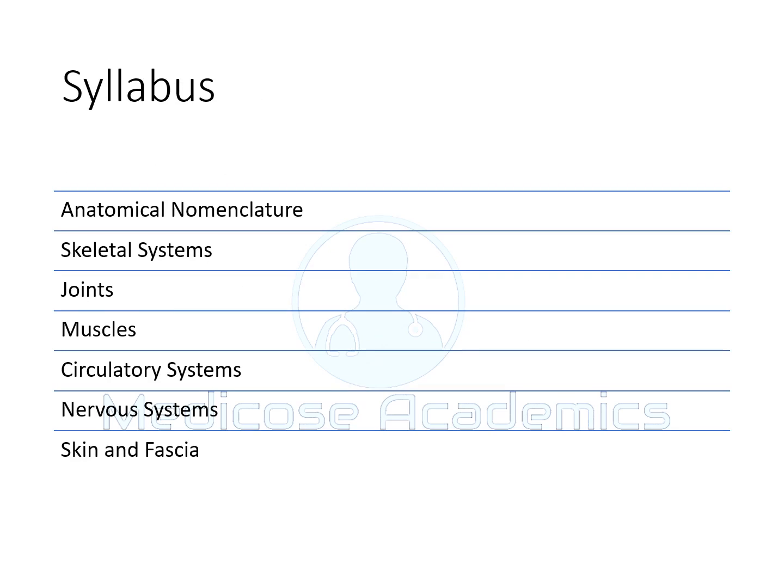If we look at the syllabus, it's freely available on the website. We see that there are 7 major components of general anatomy. There is anatomical nomenclature, which describes the anatomical position, nomenclature of position and movements. There is the skeletal system, which includes the bone and the cartilage, joints and their different varieties, muscles, the circulatory system, including the lymphatic system, the nervous system, and the skin and the fascia.